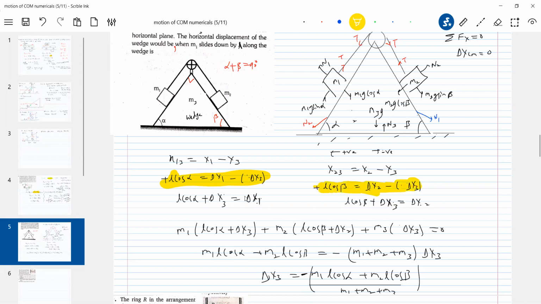The unknown things, don't make a guess of sign. And the sign you interpret. If we got negative, the displacement of the wedge, therefore it will shift towards right.